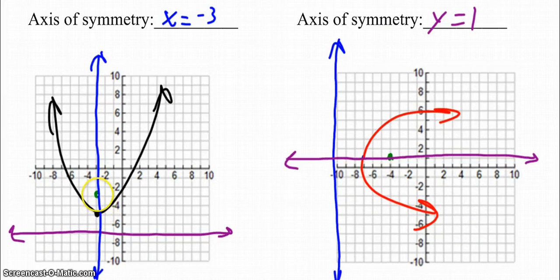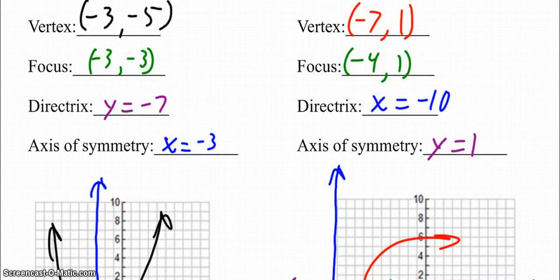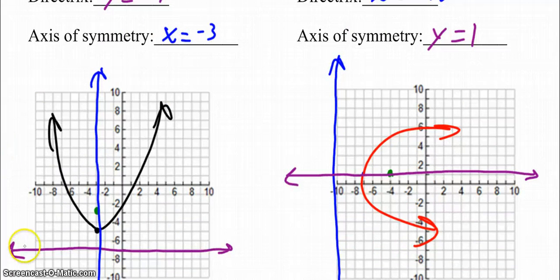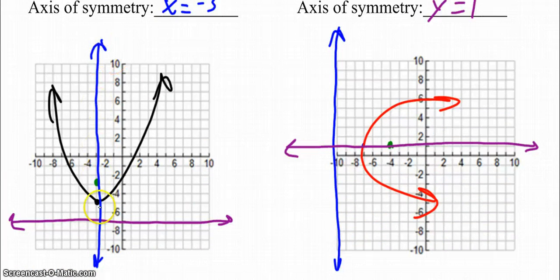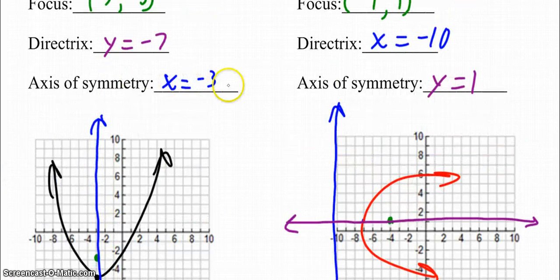The focus then is going to be a distance of 2 up from the vertex. So that is at the point -3, 3. The directrix is going to be a distance 2 down from the vertex. So that is going to be the line y equals -7. And then the axis of symmetry goes through the vertex and the focus. So that is the line x equals -3.